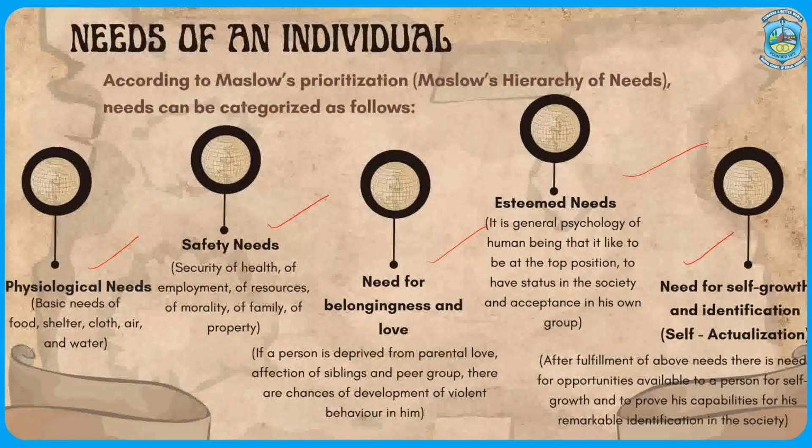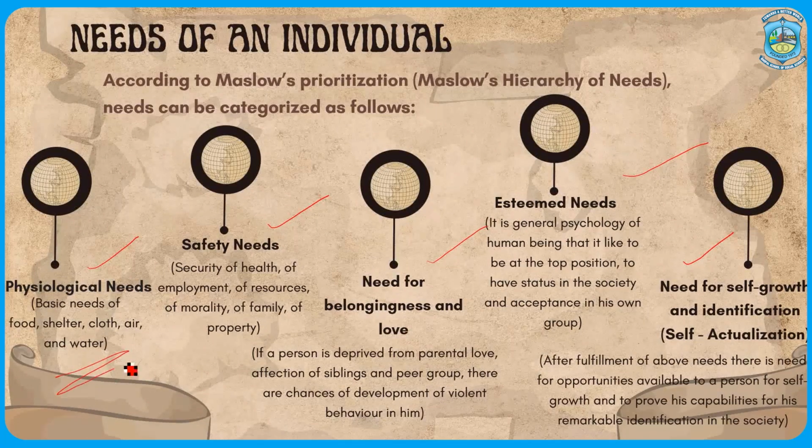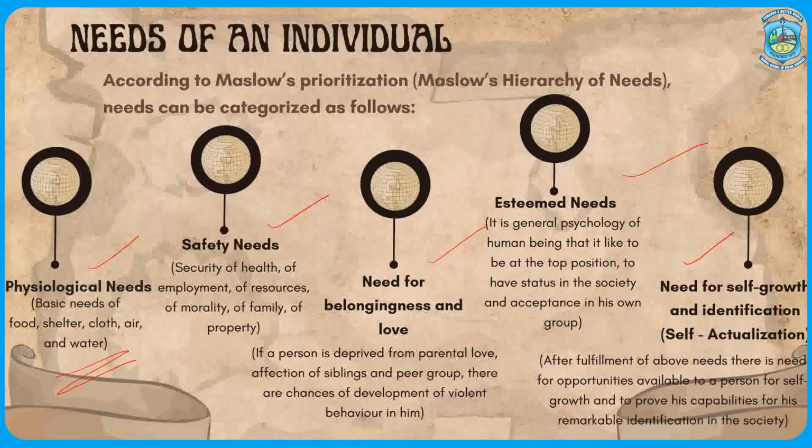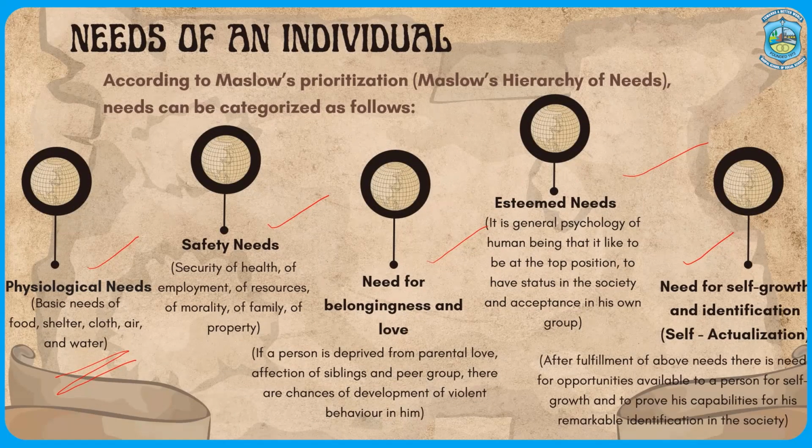So, we will look into each of the needs. Okay, Maslow's hierarchy of needs. First, the basic level is physiological needs. Here you can see it. Physiological needs, the basic needs like we discussed: food, shelter, clothing, air and water.